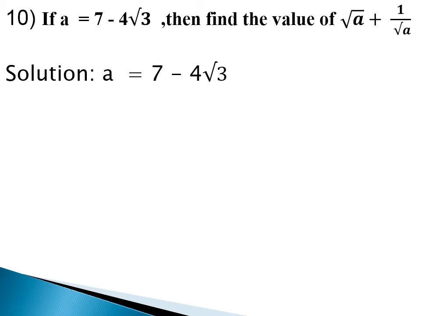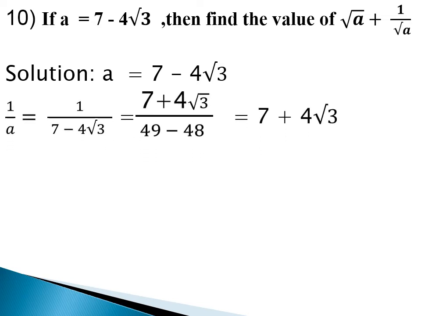First is a equal to 7 minus 4 root 3. We cannot do anything, there is no denominator only. So we are going to write now 1 by a. Why we are going to write 1 by a? Means we need 1 by root a, right? So 1 by a we are calculating now. 1 by a means a we are substituting, and we are getting 1 by 7 minus 4 root 3. Denominator we got an irrational number.